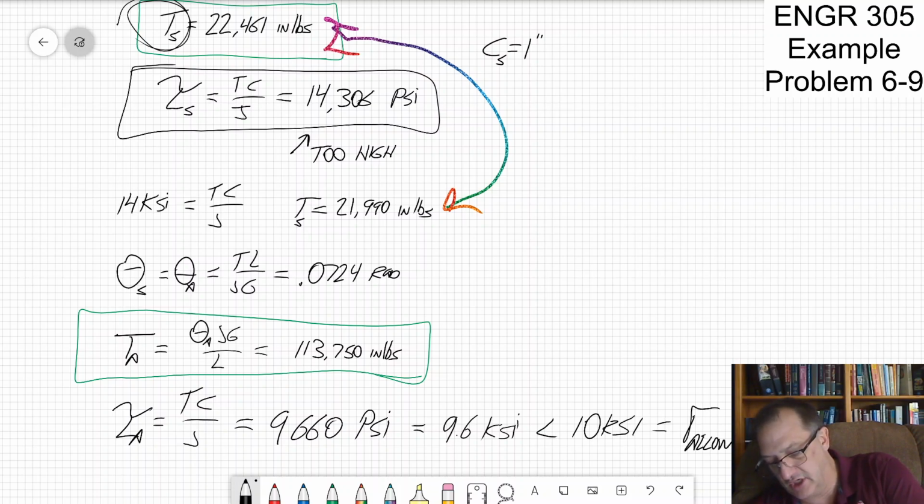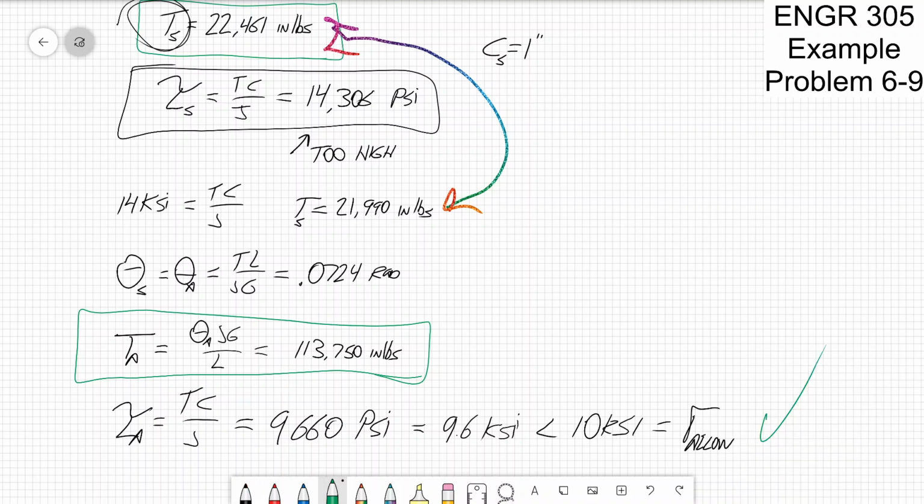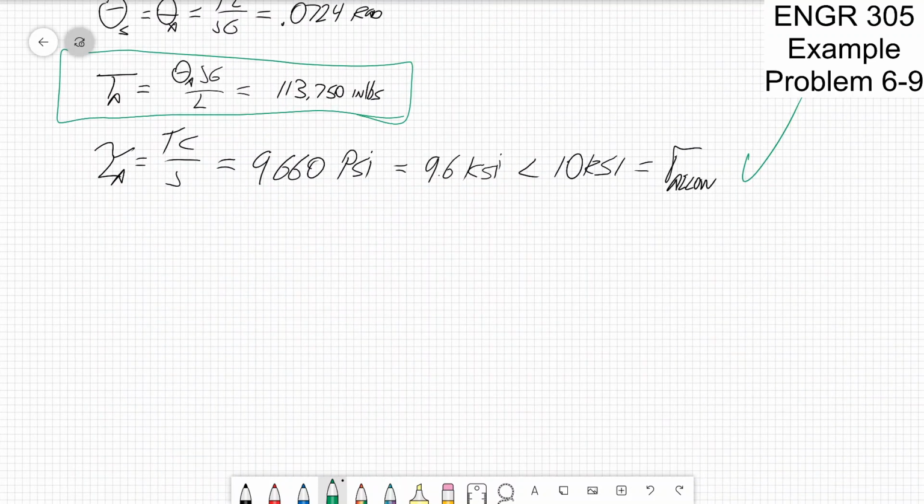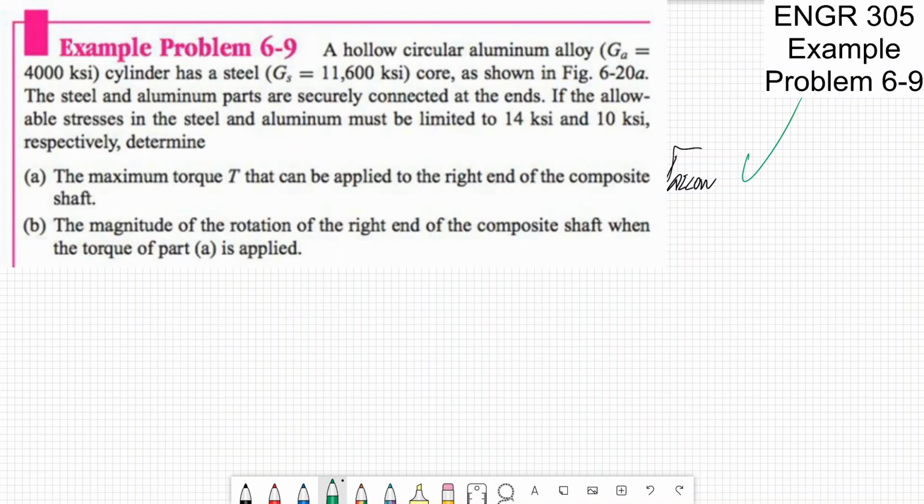So this is good. In other words, I've checked out that condition, and it held up. So I'm all good. So that solves it. Let's go back. What's our question? The maximum torque that can be applied to the right end of the shaft.